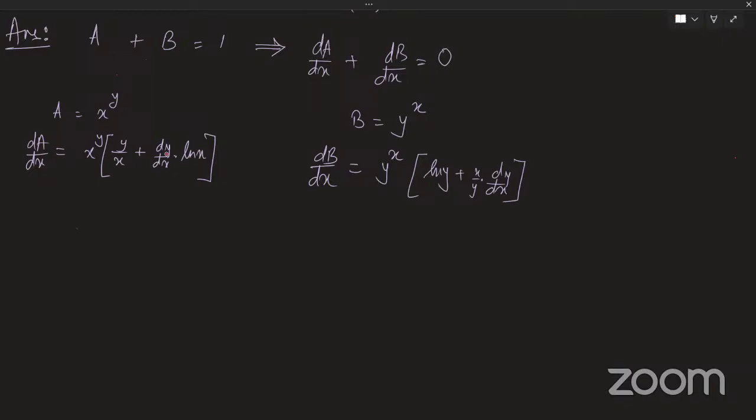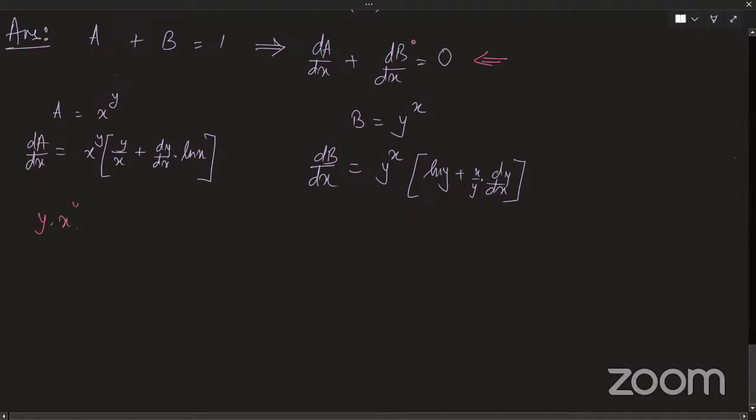So what will I do next? Tell me. What should I do next? I have the value of dA by dx. I have the value of dB by dx. I'll just substitute it in this equation, dA by dx plus dB by dx is equal to 0. So I'll just copy it inside.